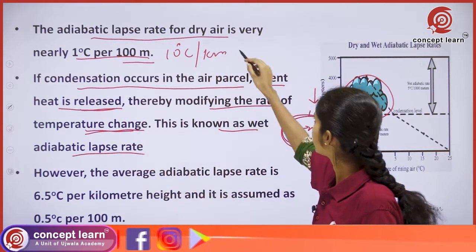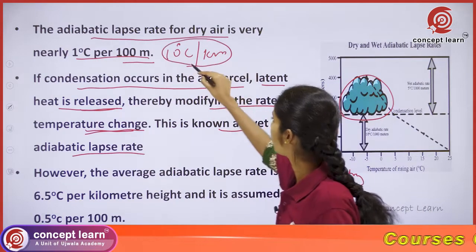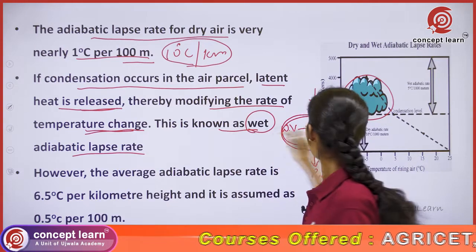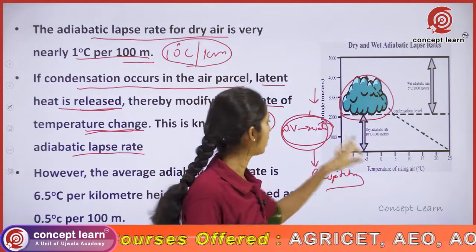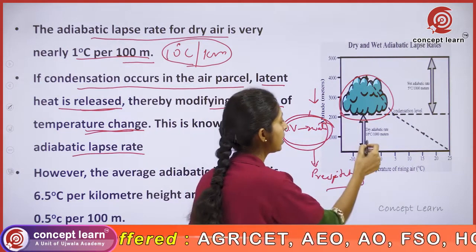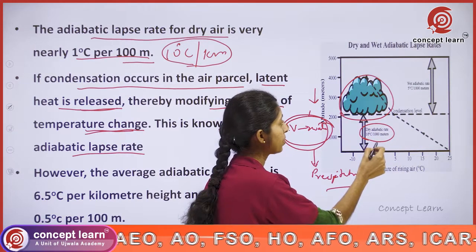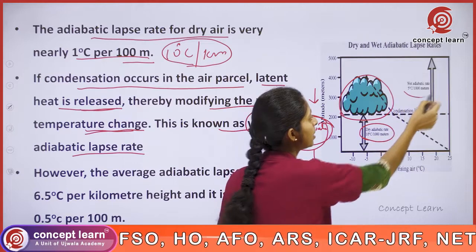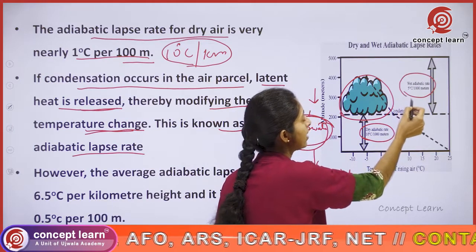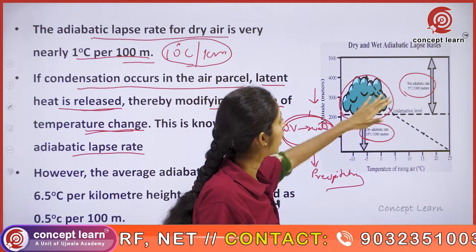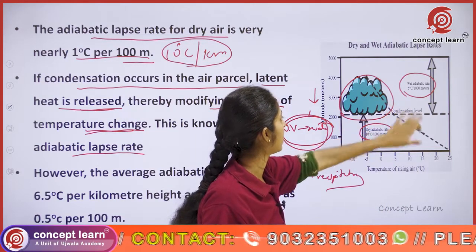When the temperature decreases at 10 degrees Celsius, it is called adiabatic lapse rate. In adiabatic lapse rate, we have wet adiabatic lapse rate and dry adiabatic lapse rate. Dry adiabatic lapse rate means when the temperature decreases at 10 degrees Celsius per kilometer. Wet adiabatic lapse rate means when the temperature decreases about 5 degrees Celsius per kilometer. So where is the wet adiabatic lapse rate taking place?